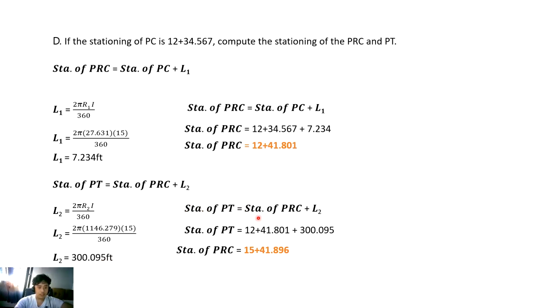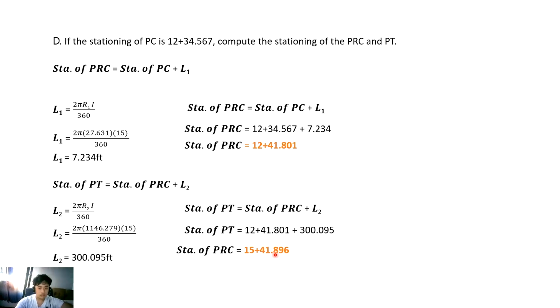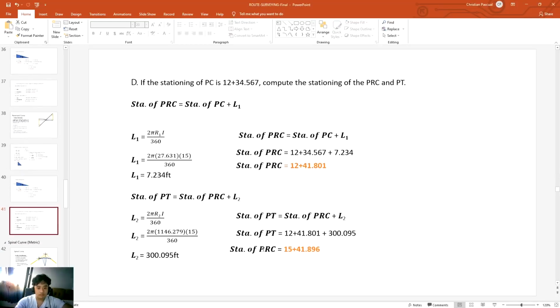So, station of PT equals to station of PRC plus L2. So, 12 plus 41.801, which is yung PRC natin, plus 300.095, which is yung L2, and we'll get 15 plus 41.896. Okay? Then, ito na yung magiging sagot natin para sa PRC and station of PT. Sorry. Na-type ko lang po ulit. Ito ay PT.